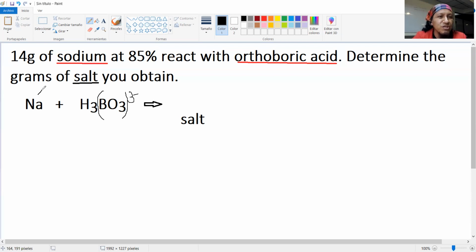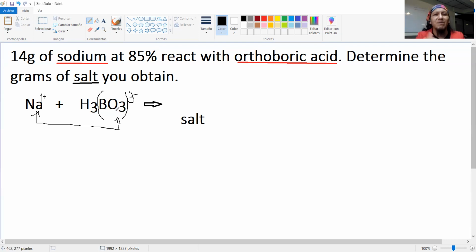And also you need to remember the sodium is 1 positive, right? Sodium is 1 positive because it has 1 electron in the last level of energy. If it meets this positive with this negative, which is what normally is going to happen because unlike charges attract, this sodium is going to unite with this one.